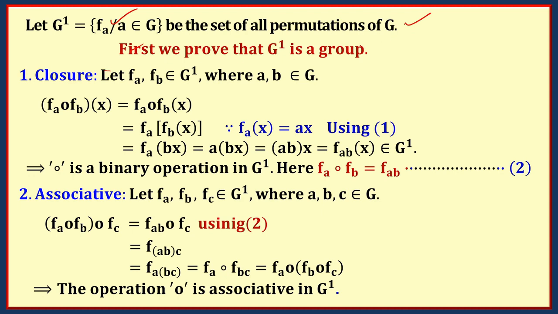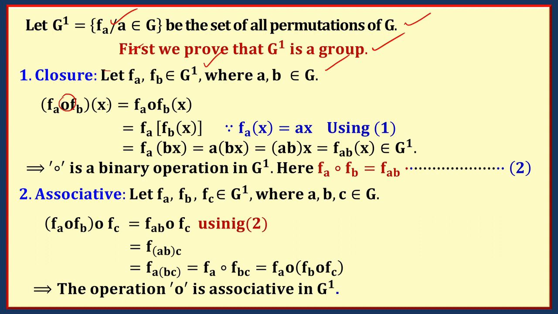First, we prove that G dash is a group. Group means G dash satisfies four conditions: closure, associative, identity, and inverse. First one is closure. Take two permutations f_a, f_b belongs to G dash, where a, b belongs to G. f_a circle f_b of x, the composition of mappings. Here the binary operation is circle, composition of mappings.